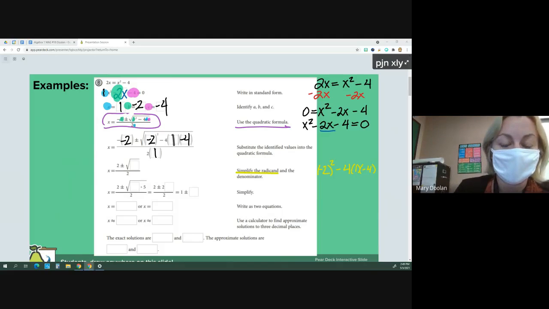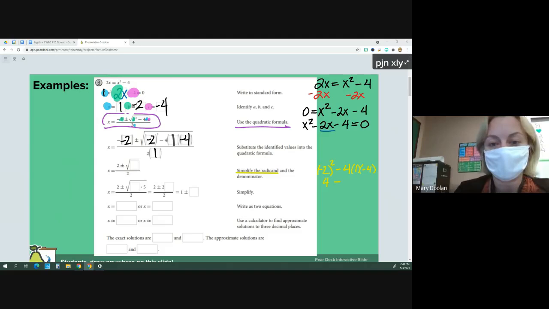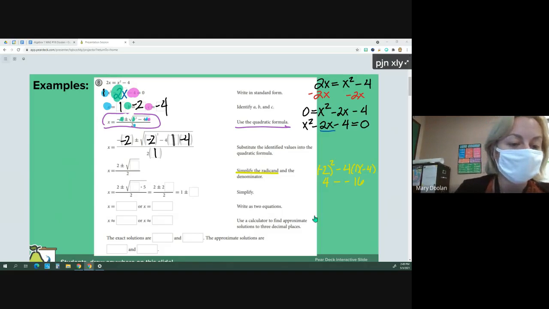And so I want to square -2. I'm going to get 4. I'm going to multiply 4 times 1 times -4, which is -16. Whenever you subtract a negative, it's like adding the opposite. So this just turns into 4 plus 16, which is just 20. Okay, 20 is a positive number, so that means I'm going to have 2 solutions to this problem.